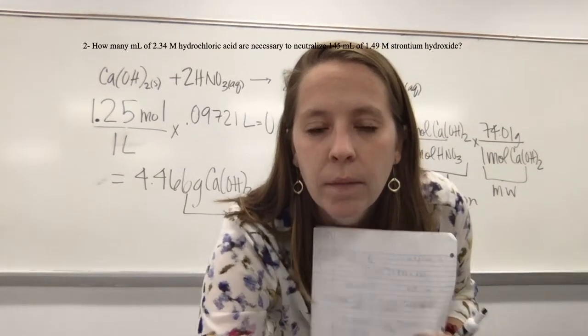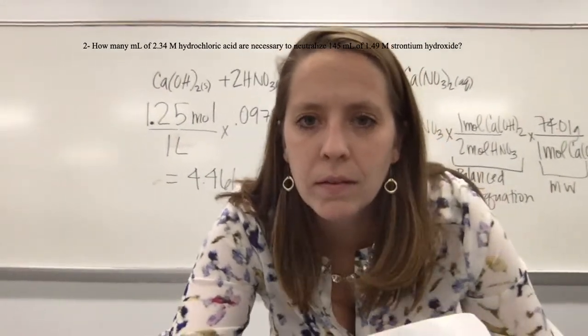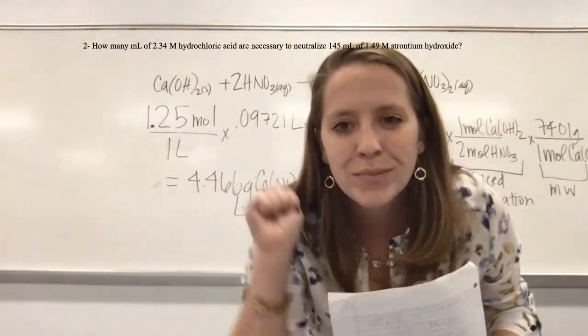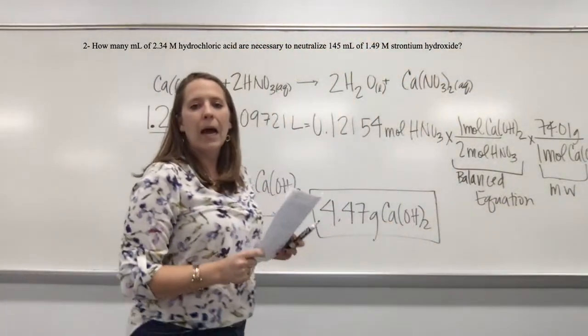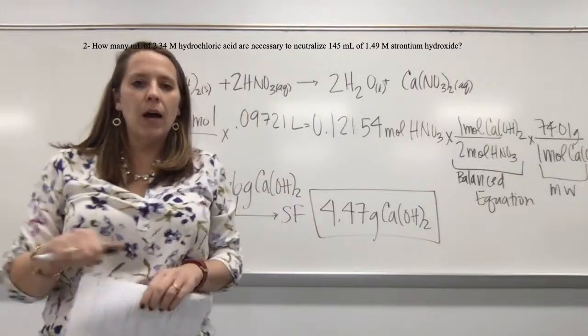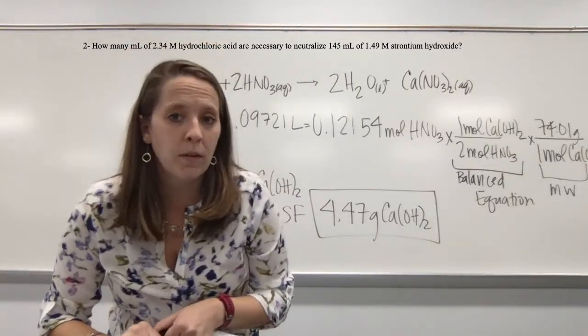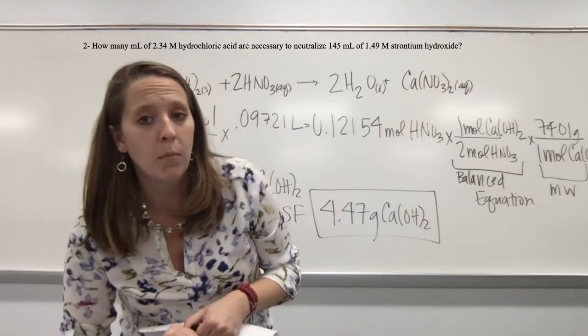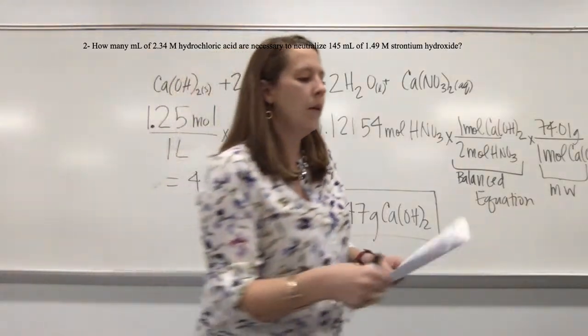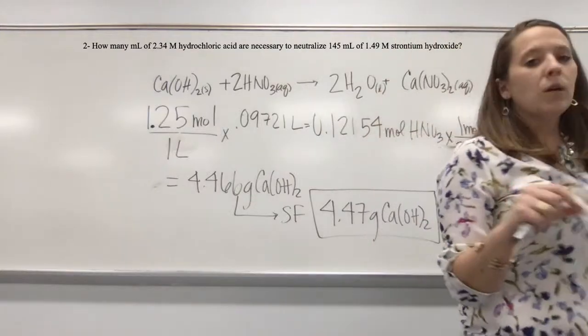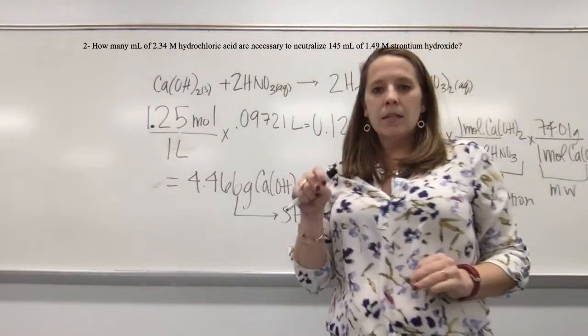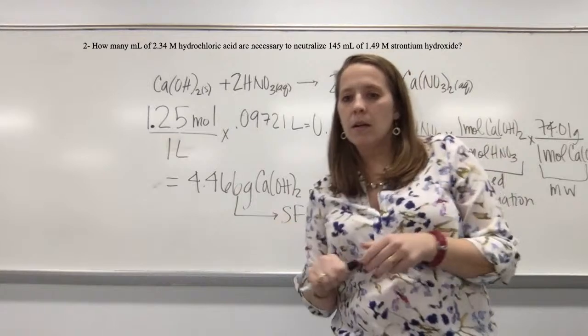And let's try to make this a little bit less even, because frankly, that kind of makes it crazy. So it asks how many mils of hydrochloric acid are necessary to neutralize 145 mils of 1.49 molar strontium hydroxide. So as I start erasing the board, think about the balanced chemical equation, because we're going to need that.